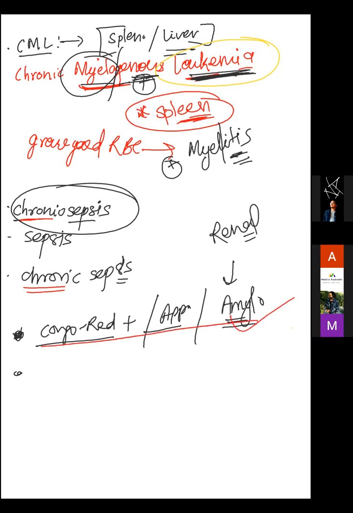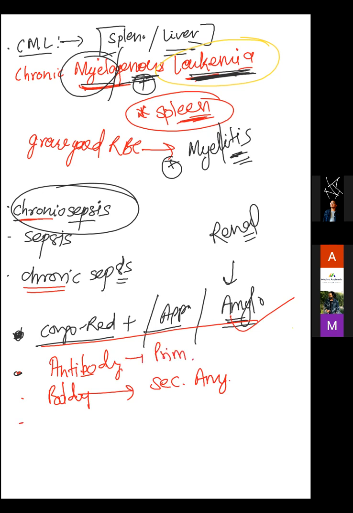If it is already given, the second thing to see is whether it is talking about antibody or blood. Antibody or blood. If blood is there, go for secondary every time. If antibody, go for primary. If heart is given, go for senile, aged. These are simple tricks.